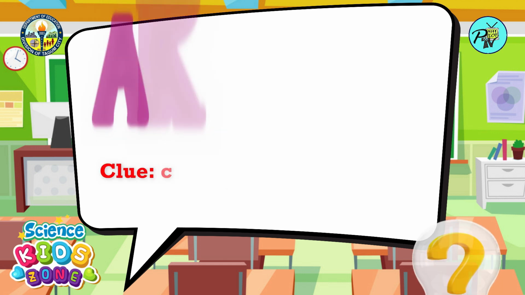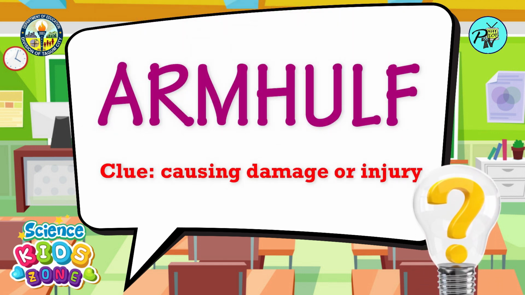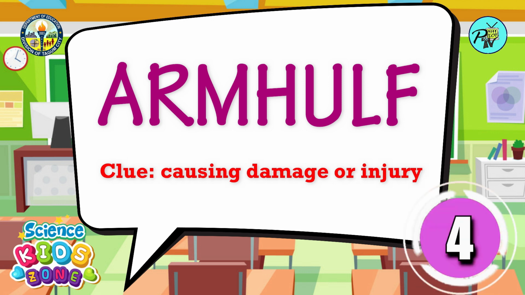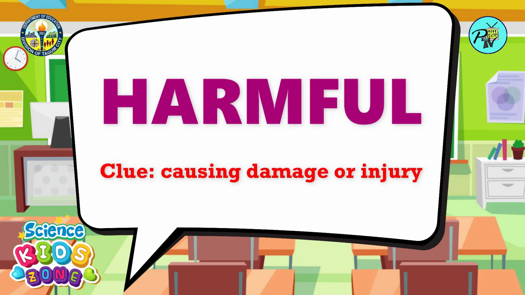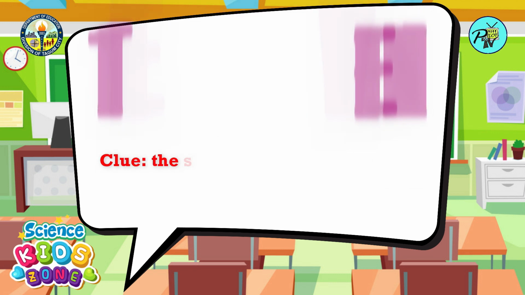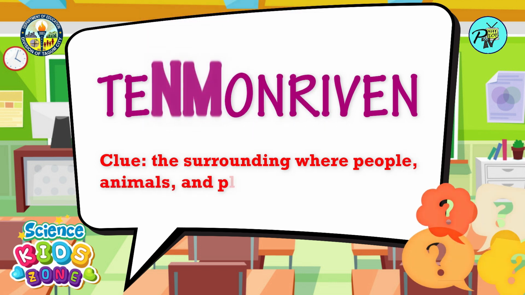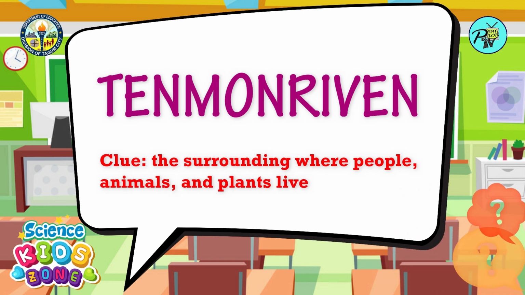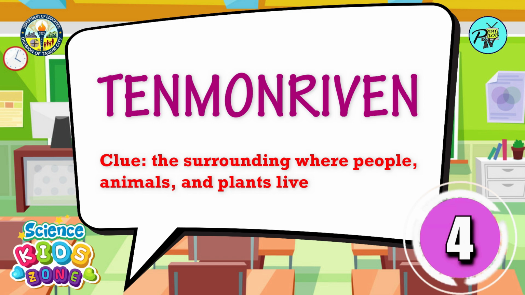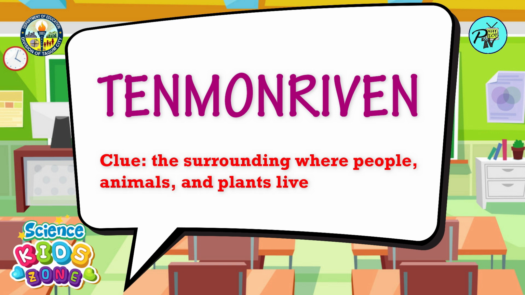Next, causing damage or injury. Can you guess the hidden word? What do you think is the hidden word? The word is harmful. How about the next word? The clue is, it is the surrounding where people, animals, and plants live. Sounds familiar to you, right? What is the hidden word? The correct answer is environment.